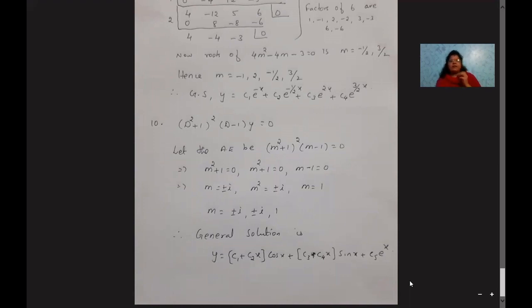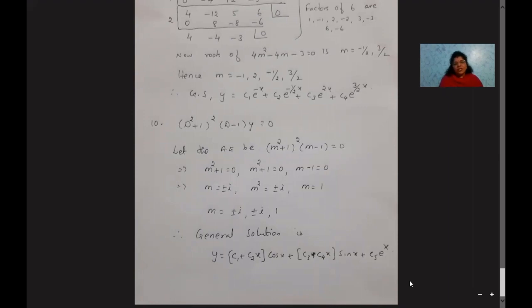First, let me write the auxiliary equation. That is m square plus 1 the whole square into m minus 1 equal to 0. Since here overall square is there, I'm dividing this into two factors again. M square plus 1 equal to 0. Again m square plus 1 equal to 0. The third root is m minus 1 equal to 0. From the first and second, you will be getting m is equal to plus or minus i, which is repeated. And from the last, we'll get one root, which is real and distinct.